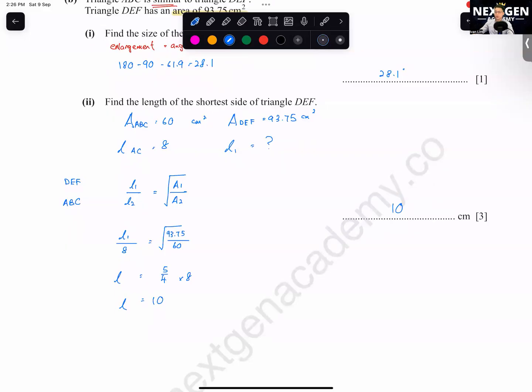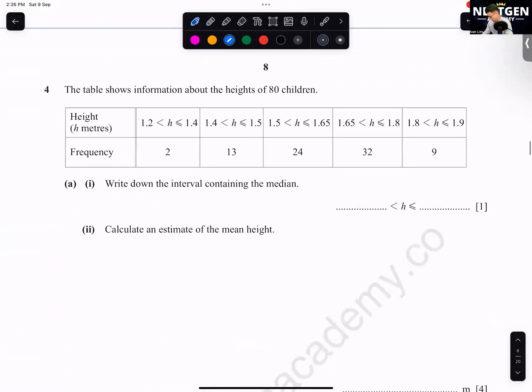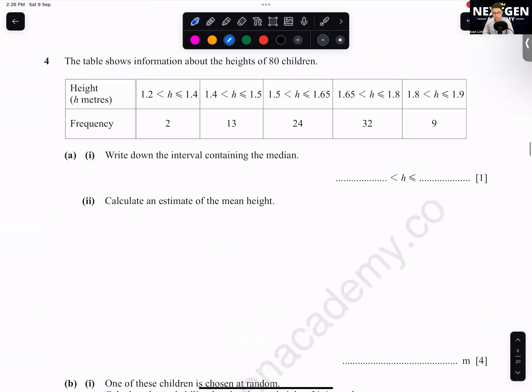All right. Let's go to question 4. Question 4, it's a mixture of probability and statistics together. The two hard topics. The table shows info about the height of 80 children. Write down the interval containing the median.